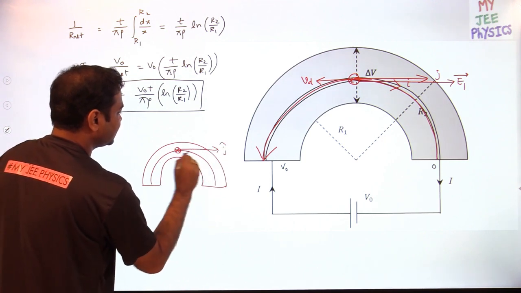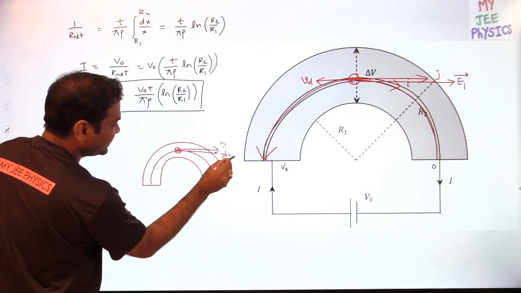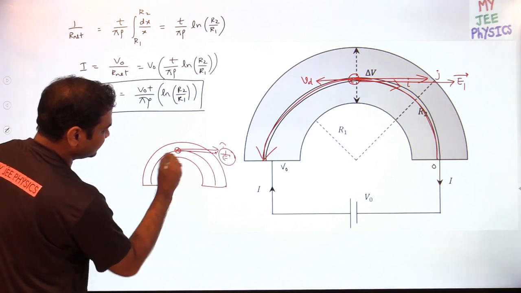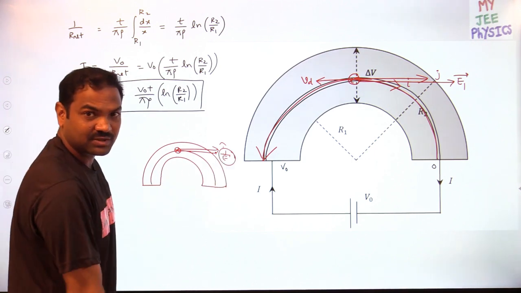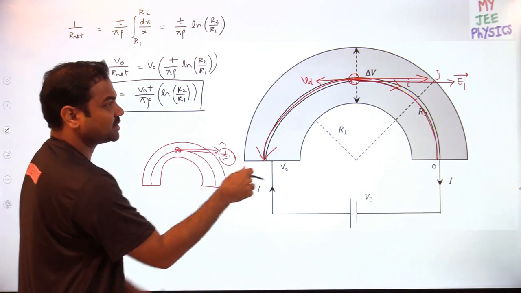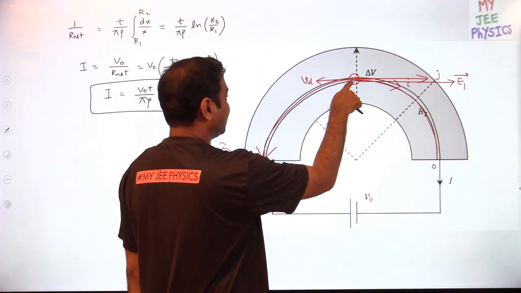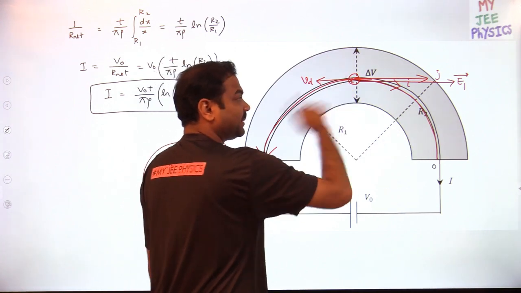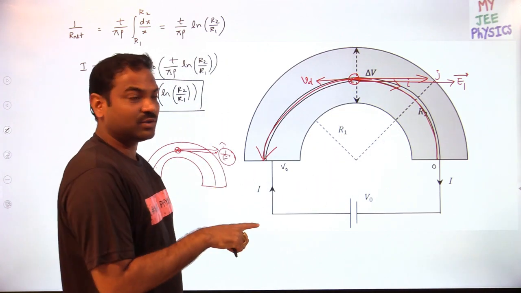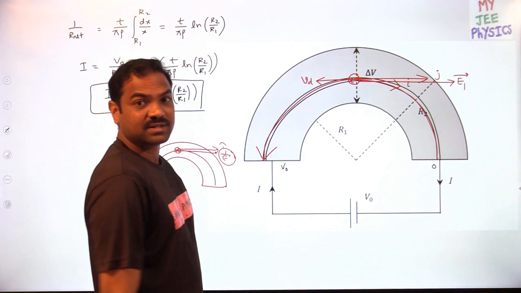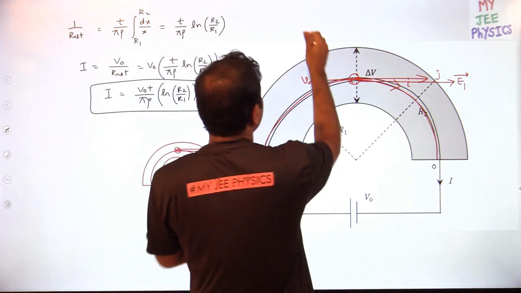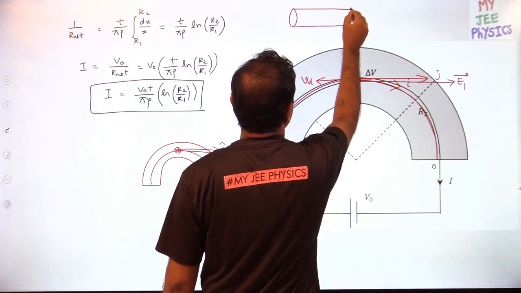This is the J vector and this is the field vector. This field will help move the electrons with the drift velocity, which means this field is responsible for the current. But at the same time, that electron is moving in a circular path, which means there should be some other force which makes the electron move in a circular path. That is the difference between this and, suppose, a material like this.